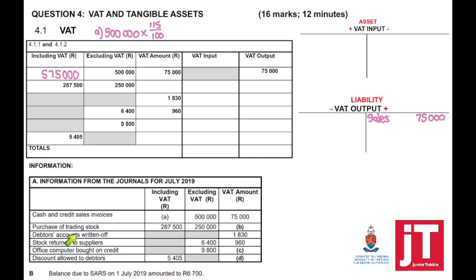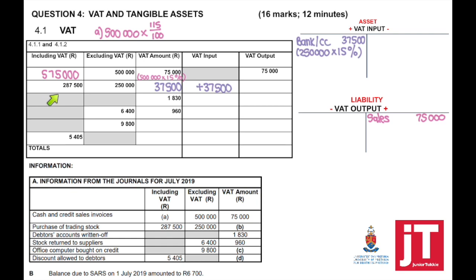Purchases of trading stock. To find number B, you've got two options because they provided you with the amount including VAT and they provided you with the amount excluding VAT. If we take the amount excluding VAT, we're going to say times 15%. That means times 15 divided by 100. And that equals 37,500. This was on items purchased, so it means the VAT input account is going to be debited. And if it's debited, it's going to be plus 37,500.